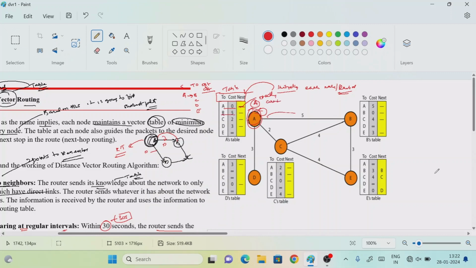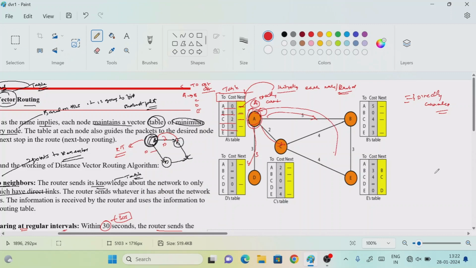So A to B distance is 5, C distance is 2, D distance is 3. You can see that in the diagram. Everything here, if you observe, we have the next hop ID as a dash. It means that it is directly connected, that it can reach another node directly without the help of another.